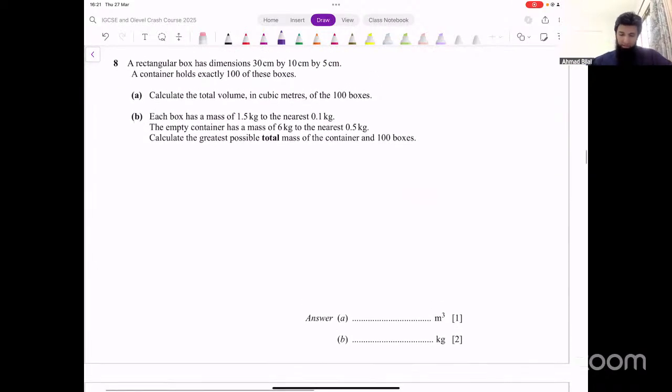Okay, let's try this. A rectangular box has dimensions 30 centimeters by 10 centimeters by 5 centimeters. A container holds exactly 100 of these boxes. Calculate the total volume of the 100 boxes.